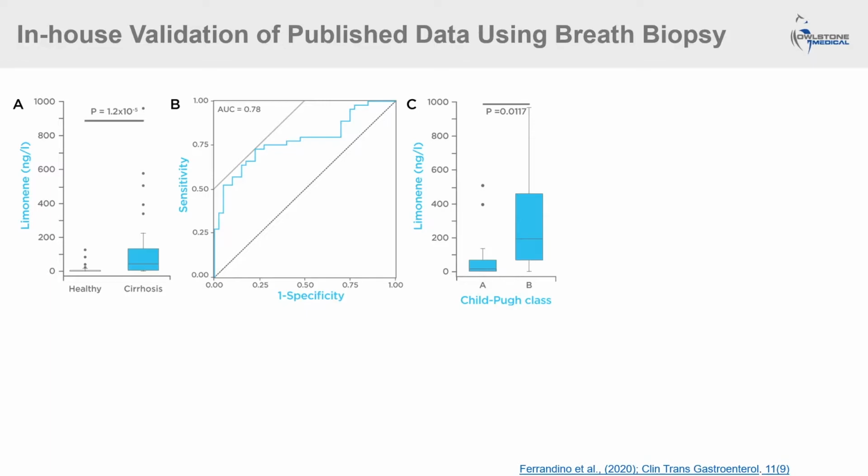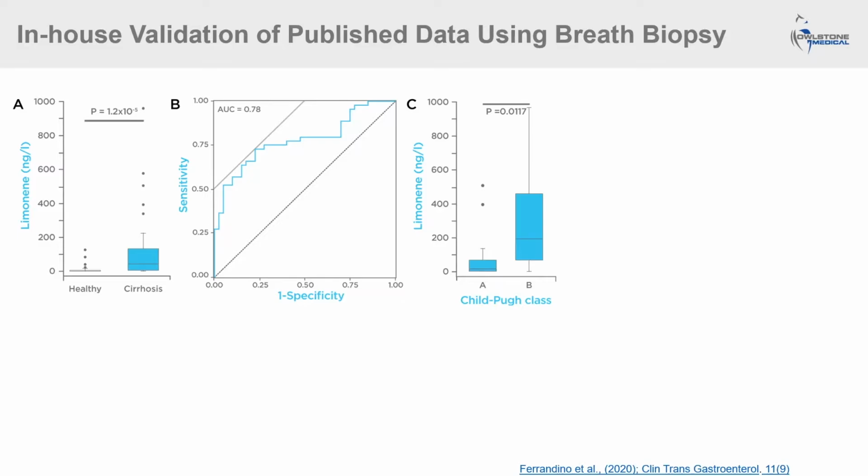And we also showed that limonene increases in the breath of subjects with cirrhosis, as we can see in panel A. And we also explored that limonene has a diagnostic potential, as we can see in the ROC plot built in panel B. We also learned that limonene correlates to the severity of the cirrhosis calculated as Child-Pugh class, as we can see in panel C.